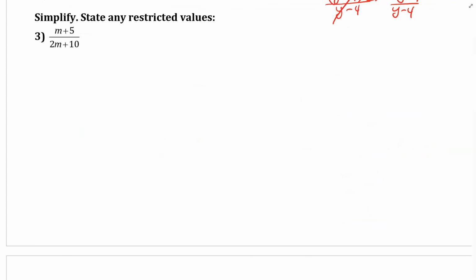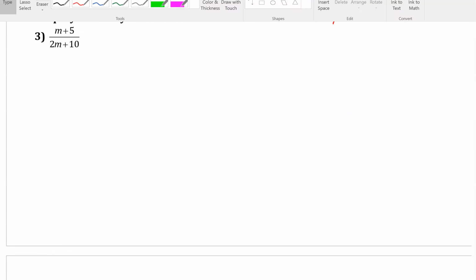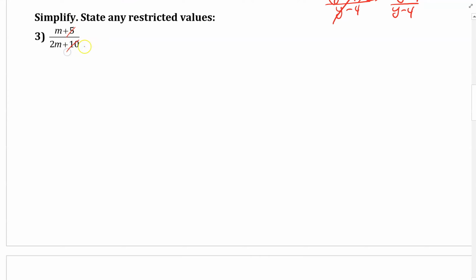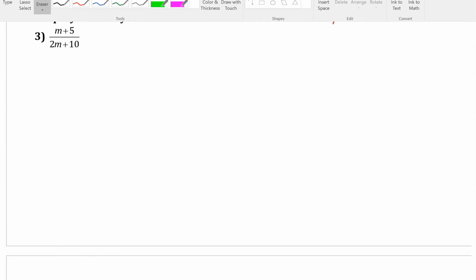So in example 3, we see, again, a situation where it's super tempting. We want to just say, oh, okay, 5 goes into 10 twice, and m's cancel out, and therefore I'm left with 1 over 2 plus 2. I get 1/4. Done. Okay, no, that's completely false, okay? That's not how this works. Only common factors can divide to equal 1.